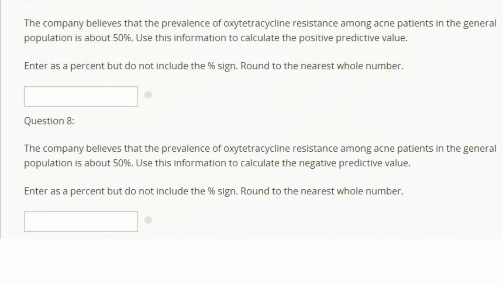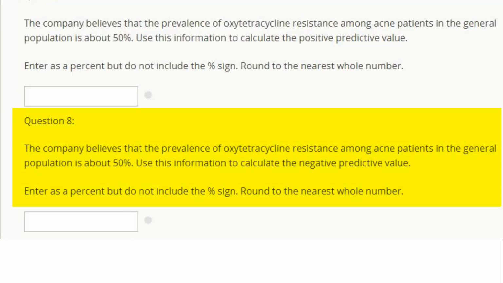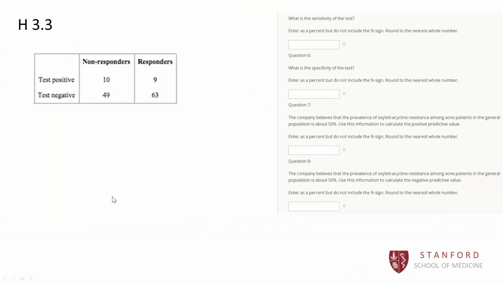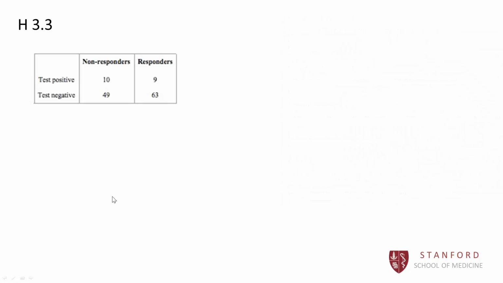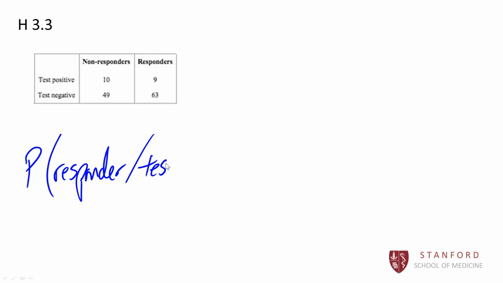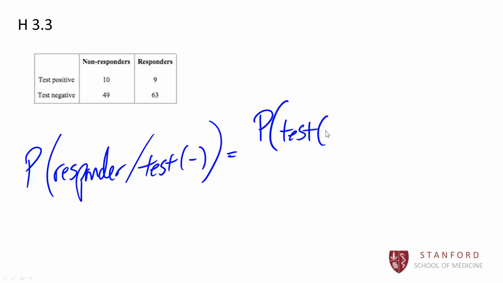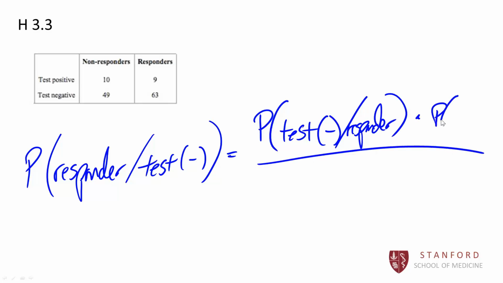The next part of this question is asking about the negative predictive value. The prevalence of resistance is still 50% in the general population, but now it's asking us to predict the negative predictive value of the test. And so again, we can't calculate this directly. We're going to use Bayes' rule for this, and we're going to set that up in a similar way. So the NPV is the probability that you're a responder in this situation, given that the test result is negative. Okay, so if I set that up using Bayes' rule, it's going to look like this.